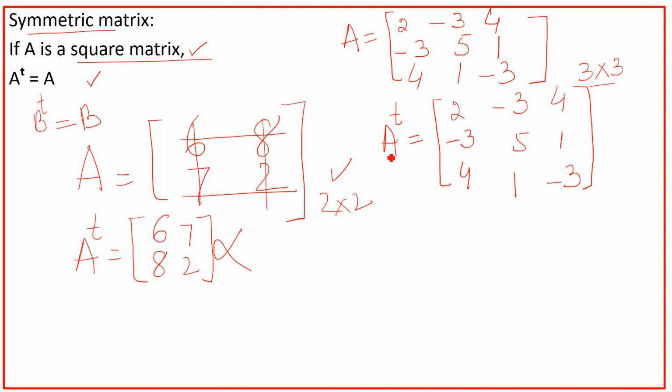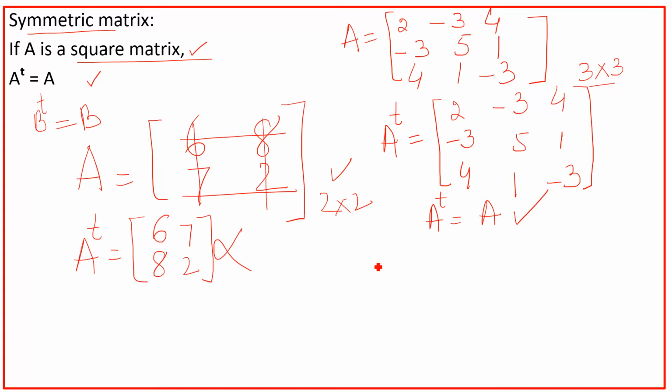And check A transpose. What is the second condition? A transpose should be equal to the original A matrix. So this one is the original. See, both are same. If we take the transpose of this matrix, it is same. So this is the symmetric matrix. We say A transpose is equal to A, right? Both are same. So this is the symmetric matrix.